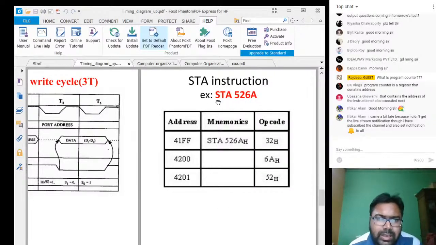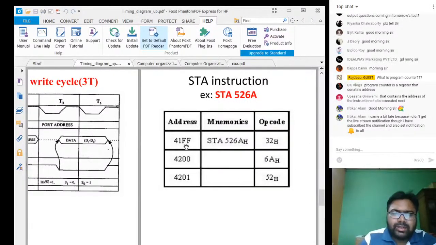We have STA 526AH, where 526A is a hexadecimal number. So you want to store something into this particular address. The opcode value is this much. Addresses are given here, meaning in which memory address this instruction is placed. If you see here, after 41FF, 4200 is going to start. So 52 is placed in one memory address, and 6A is placed in another memory address.